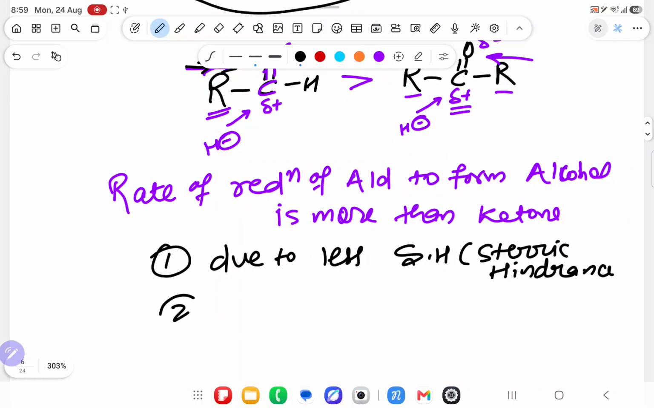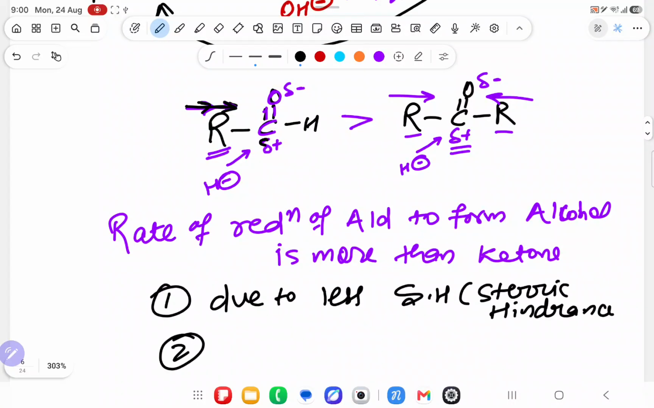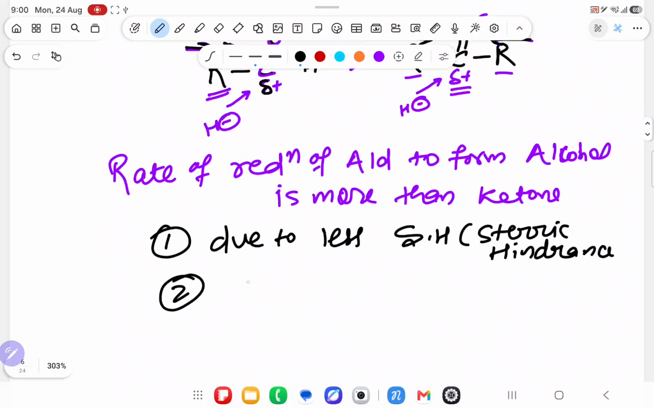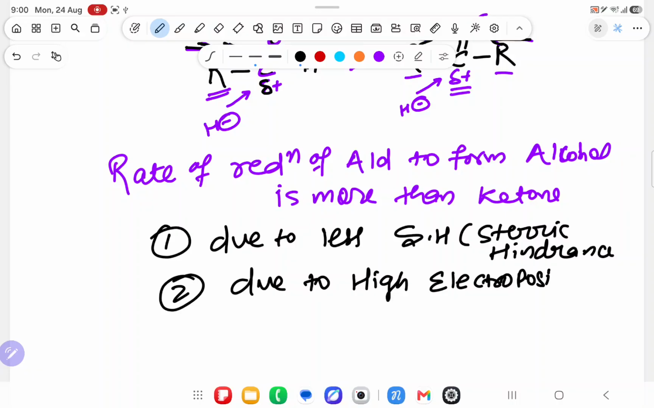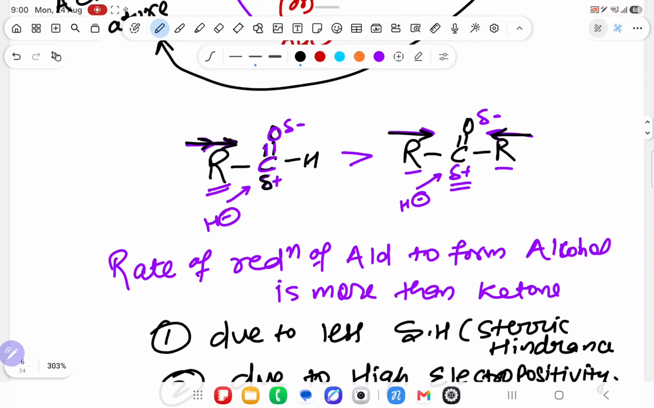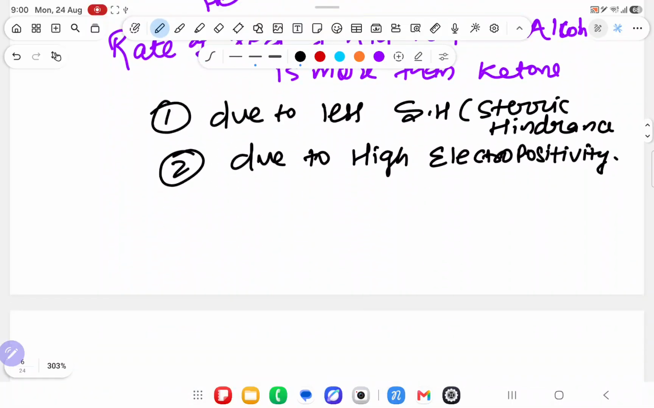Over here, two sides. Second important point: this plus is not stable because there is only one side. This plus is more stable. So due to high electropositivity in aldehyde, and less steric hindrance, aldehyde has more reduction capability in the presence of H minus as compared to ketone. So I hope you understood this.